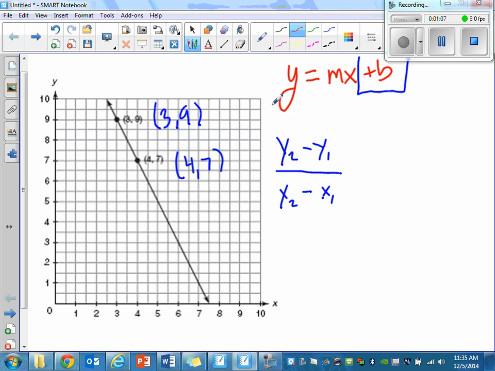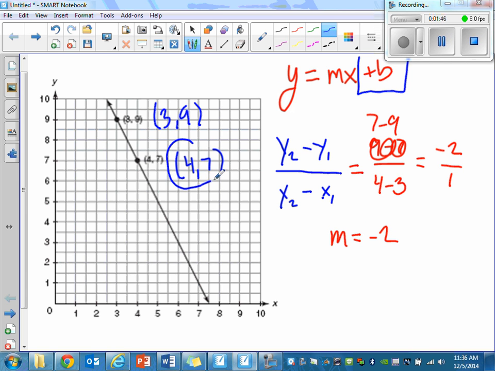Okay, so first of all, in order to find the y-intercept when we can't see it on the graph, you're going to need the slope and an x and y. Well, we have 2 x and y's that we could use, but we don't have the slope. So we need to find the slope using the slope formula. So I'm going to take my 2 points here, do 9 minus 7 over 4 minus 3. This would be 7 minus 9, which gives you negative 2 over 1. So our slope is negative 2.